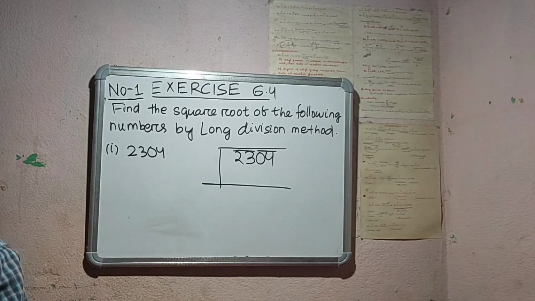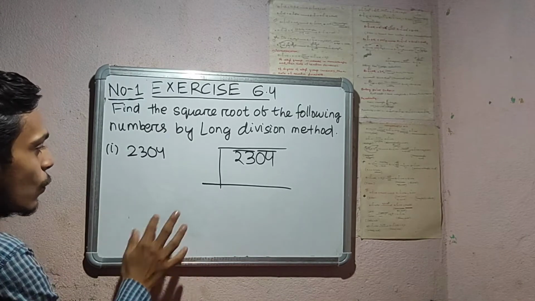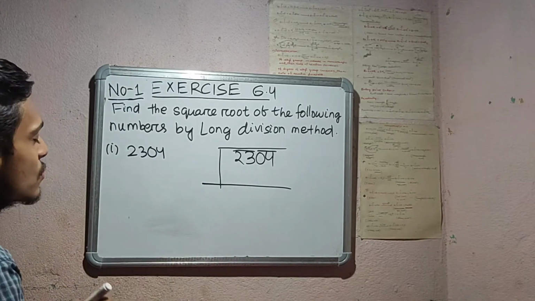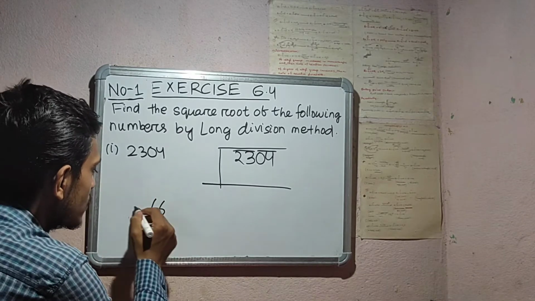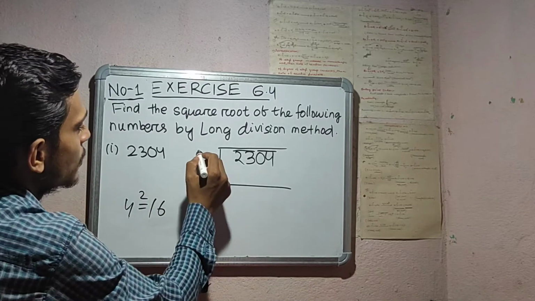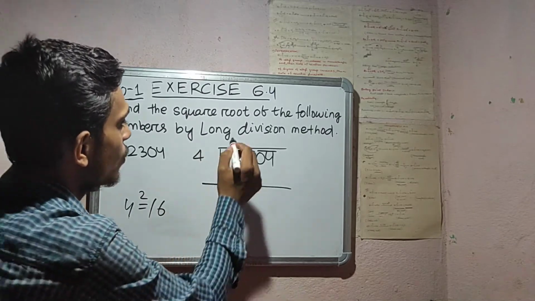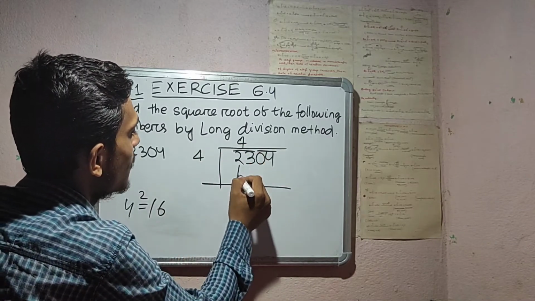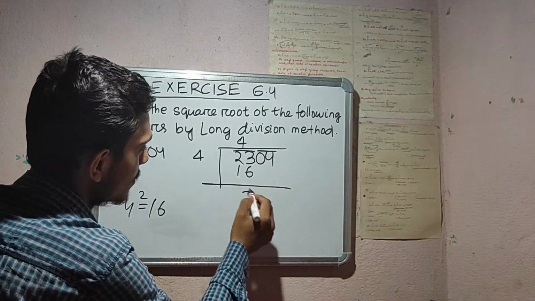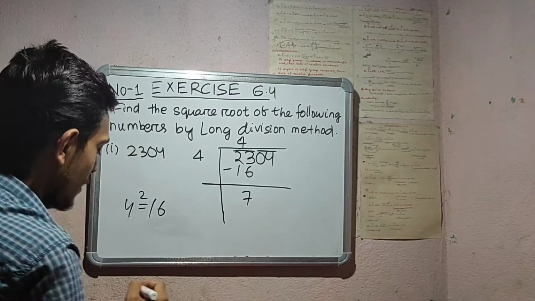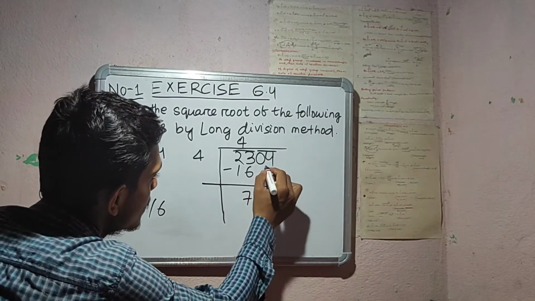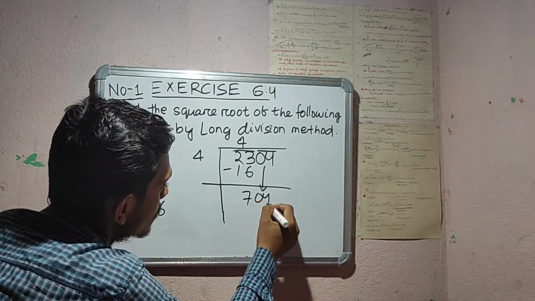Think of a number, just find a square number close to 23, not greater than 23. That is 16, which is the square of 4. So I take 4 as the divisor. 4 fours are 16, and the remainder is 7. Then we have to find the next dividend. The next dividend is 04, which is brought down.